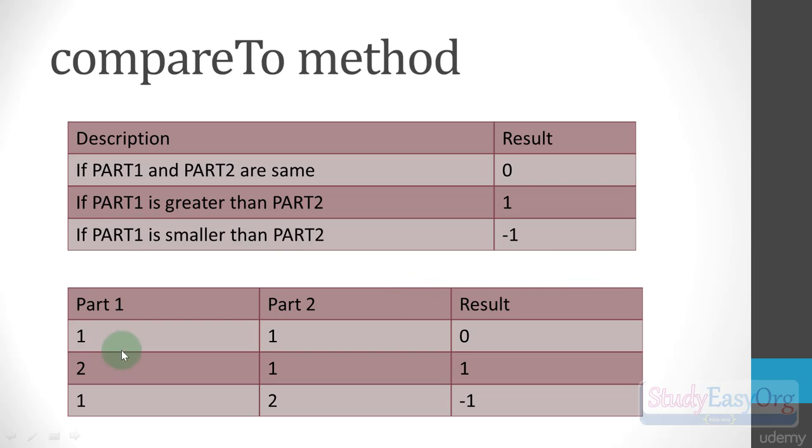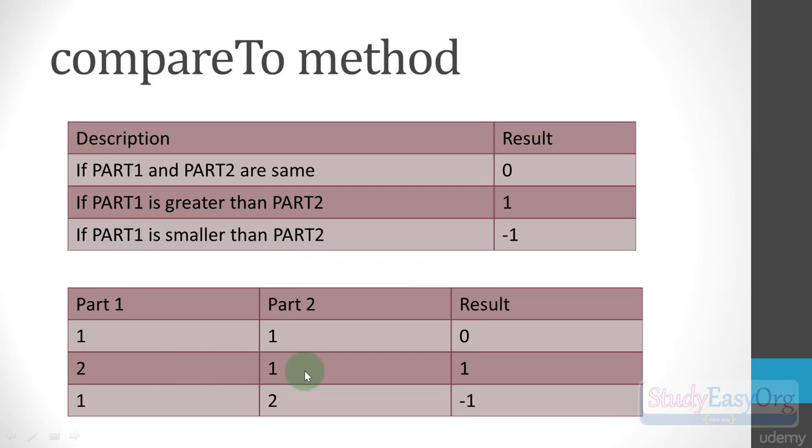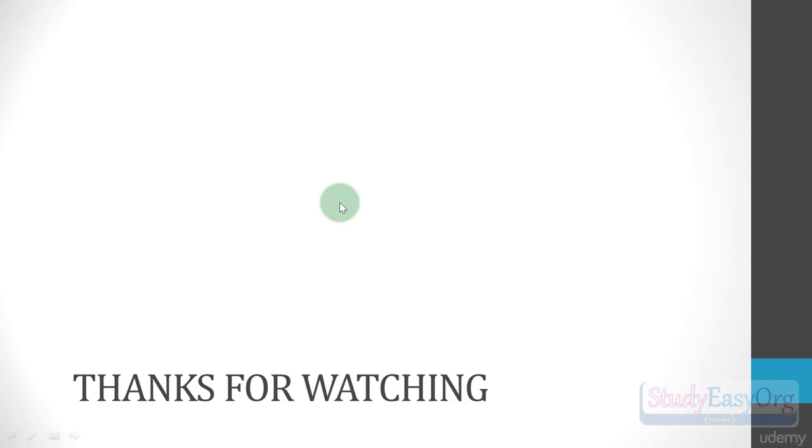For example, if part 1 and part 2 are 1 and 1, then the result would be 0. If part 2 is 2 and part 1 is 1, it means part 1 is smaller than part 2, so we will get a negative number. And if part 1 is greater than part 2, we will get a positive number. So this is the overall idea of how the CompareTo method works. Let us quickly navigate to Eclipse and code a very small and easy to understand program.